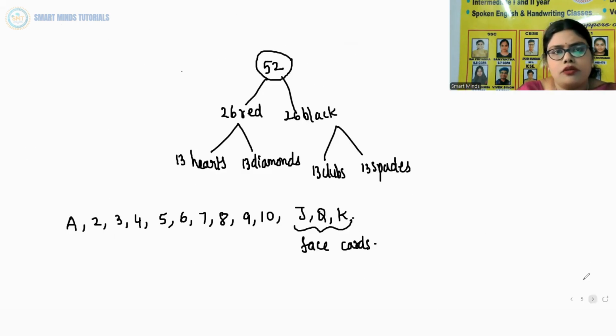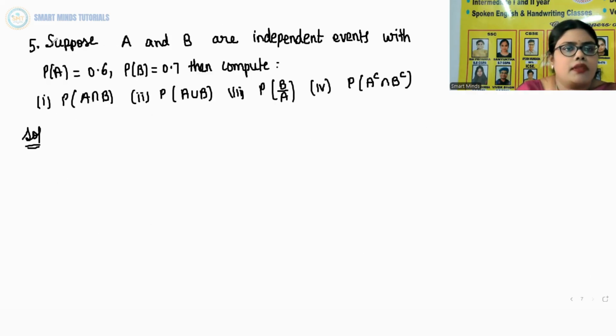Now let's move on to the next question. This is also very, very important. Suppose A and B are independent events with P of A equal to 0.6 and P of B equal to 0.7. Then we have to find these 4 bits.